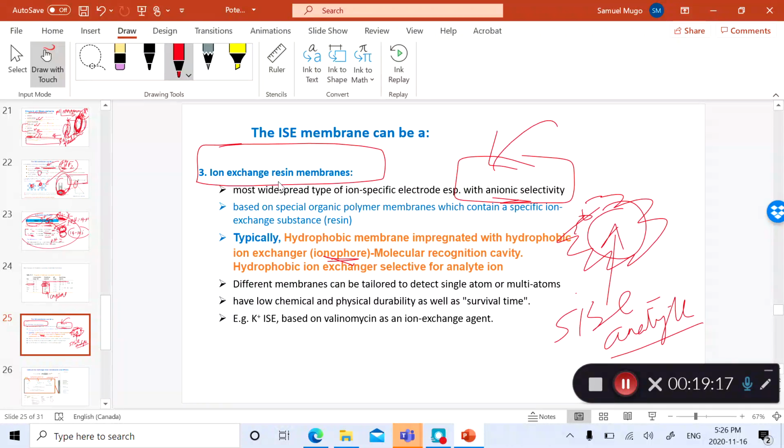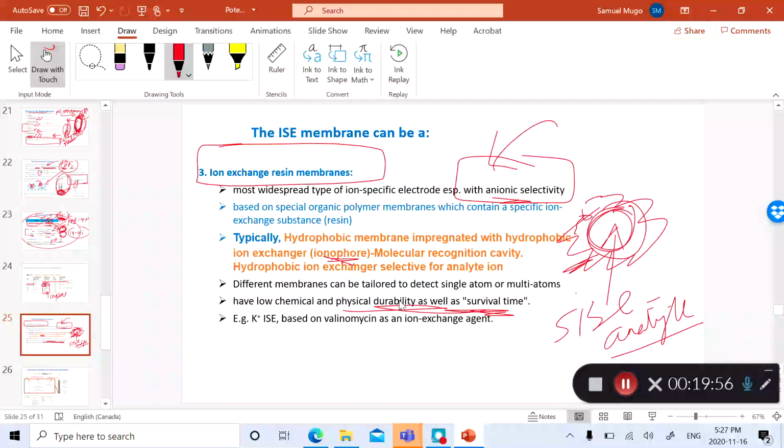So in general, as I said, for the ion exchange membrane, typically you've got a plastic, and inside that plastic you impregnate a molecule. And a molecule can be puckered, meaning it has a hole, and the hole is selective to the analyte of interest. Now, one big disadvantage of ion exchange resin membranes is that sometimes they've got a fairly low survival time, depending on the type of ionophore that has been impregnated.